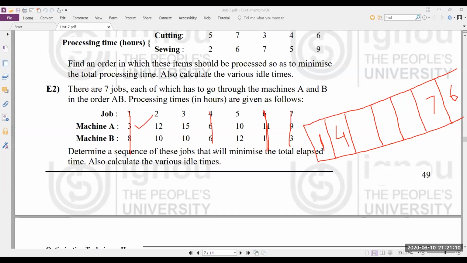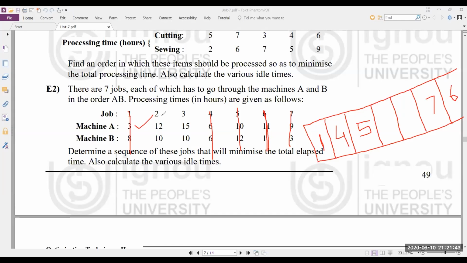Now the next minimum is 10. If we take Job 5, we put 5 here. Again the minimum is 10. Now how to decide which one? We can put any one before. We can put 2 here or here. You will get the same answer.